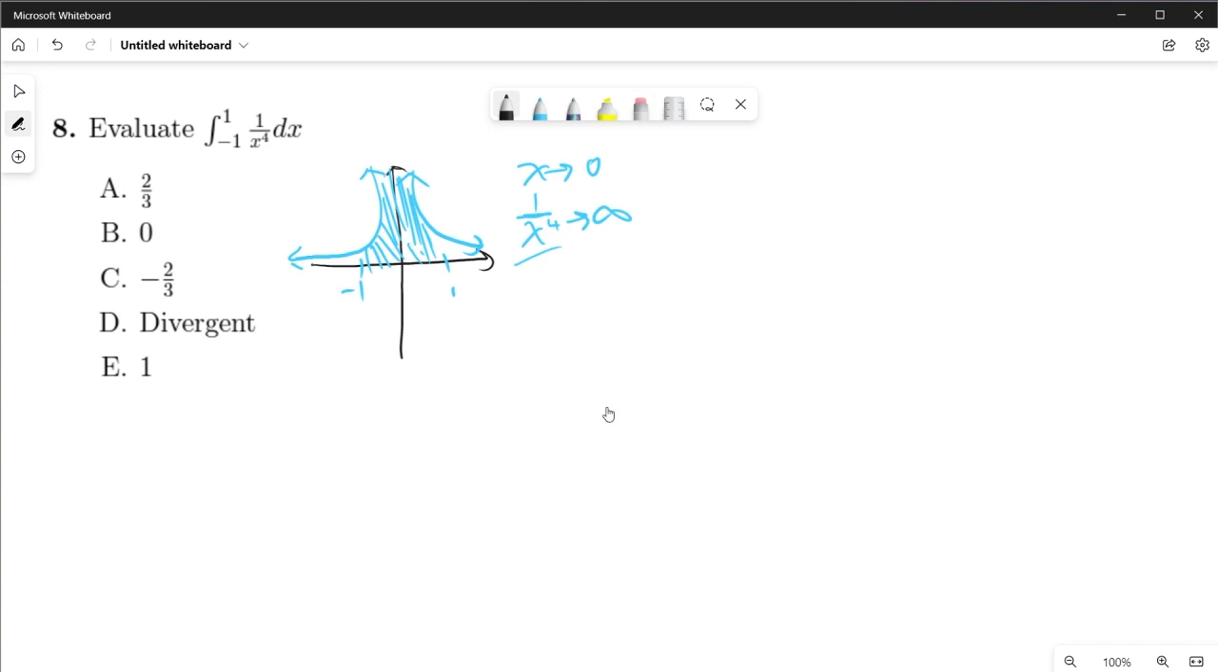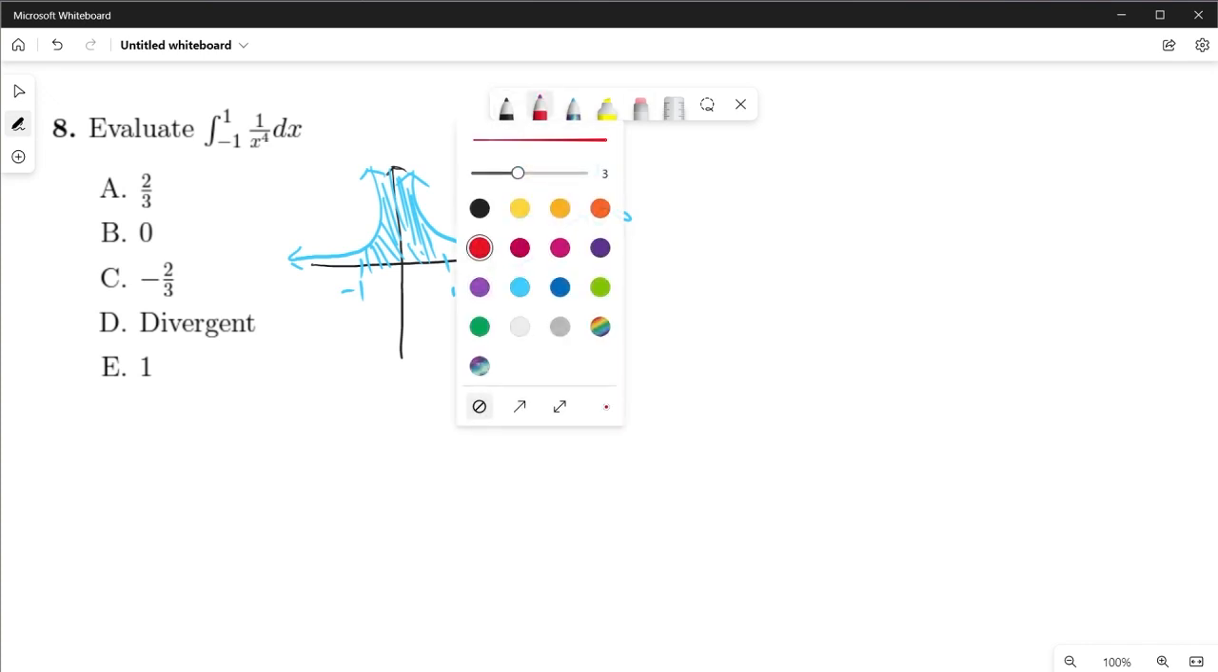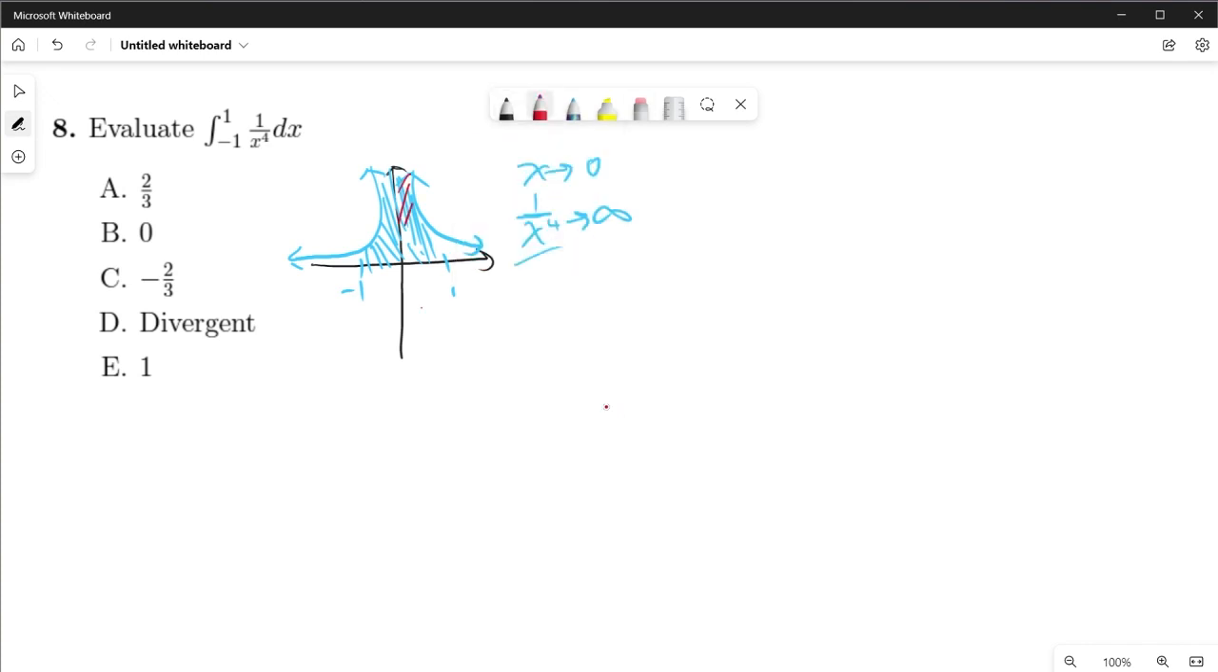right? And then we can kind of see that this is symmetric, right? The right side from 0 is the same as the left side from 0. So I can split this into 2, right? This would just be 2, let's say from 0 to 1.